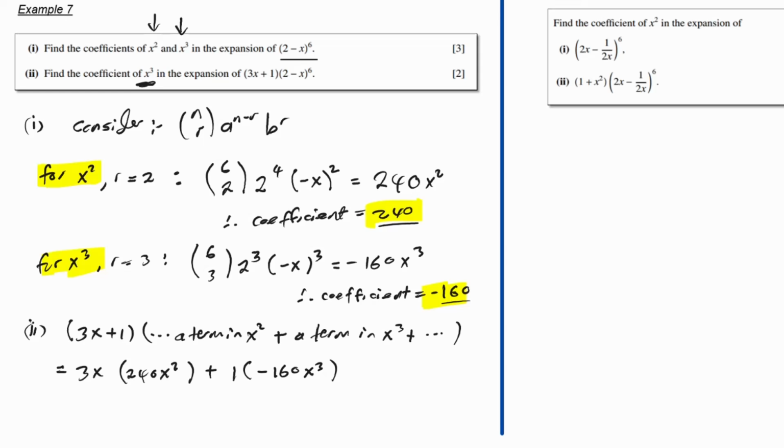So we essentially have 720x cubed minus 160x cubed, which will give us 560x cubed. So therefore, since they want the coefficient, we'll say that the coefficient of that term will be equal to 560. So that's the answer we get in this particular situation.